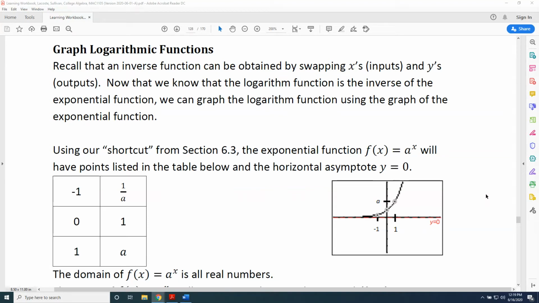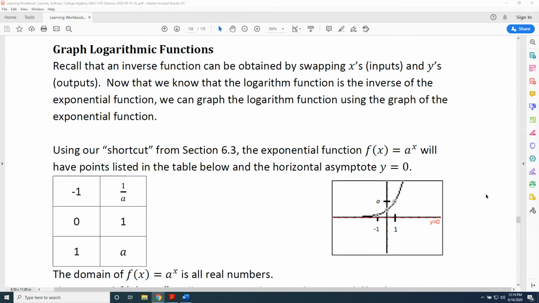The topic of this video is graphing logarithmic functions. Recall that an inverse function can be obtained by swapping x's and y's, inputs and outputs. Now that we know that the logarithm function is the inverse of the exponential function, we can graph the logarithm function using the graph of the exponential function.